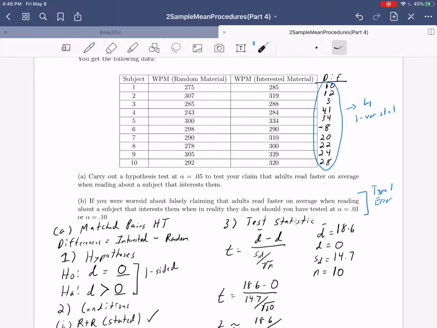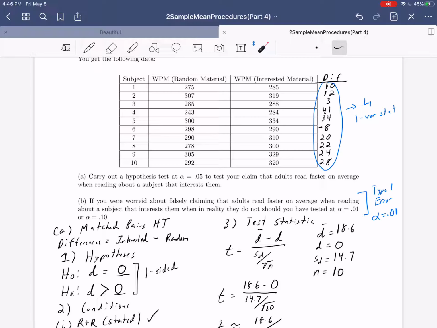Well, if your concern is about a type 1 error, you need to set a lower alpha to make it harder to find evidence. So we would use an alpha of 0.01 if we were going to retest, because we'd want to make it harder on ourselves because we're very concerned about making a type 1 error.